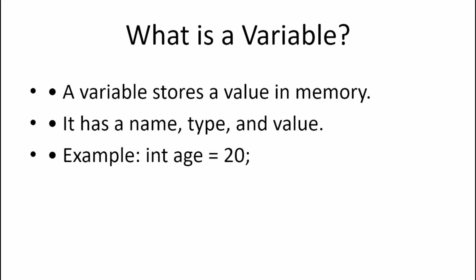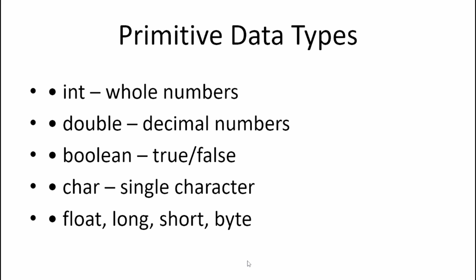Now we move to the data types. There are two different types of data types: primitive data types and non-primitive data types. Let's talk about primitive data types now. Primitive data types are the basic building blocks in Java. Let's list them. Int means the integer data type. It stores only whole numbers.